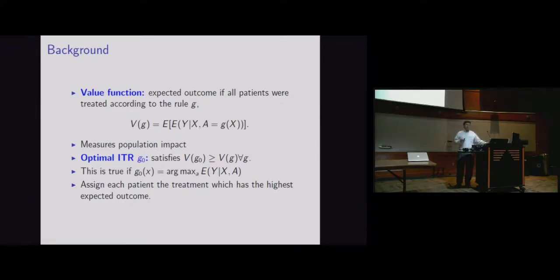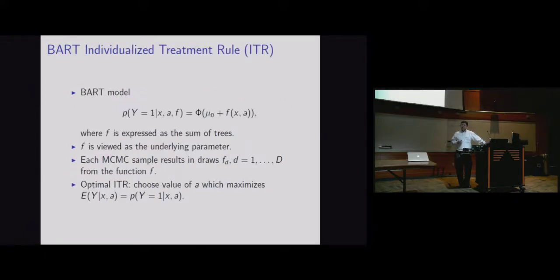So that's what we're going to leverage to get a rule here, but using the BART model. So essentially, you want to assign each patient the treatment that has the highest expected outcome when you're doing a predictive modeling approach. So it's pretty straightforward. Now with the BART model, how do we summarize, or how do we develop a BART ITR?